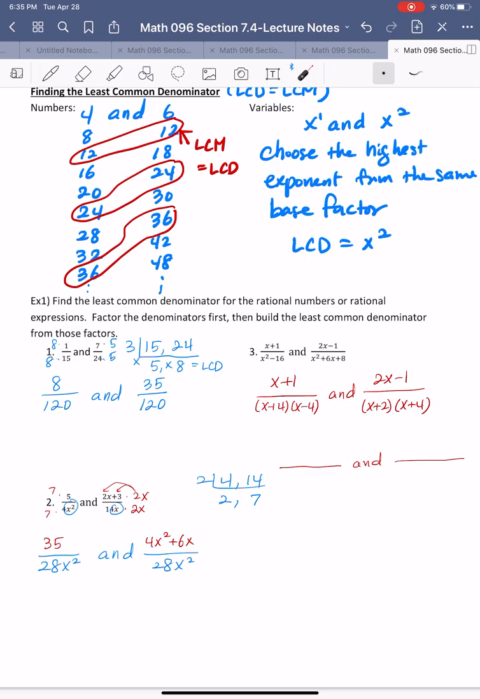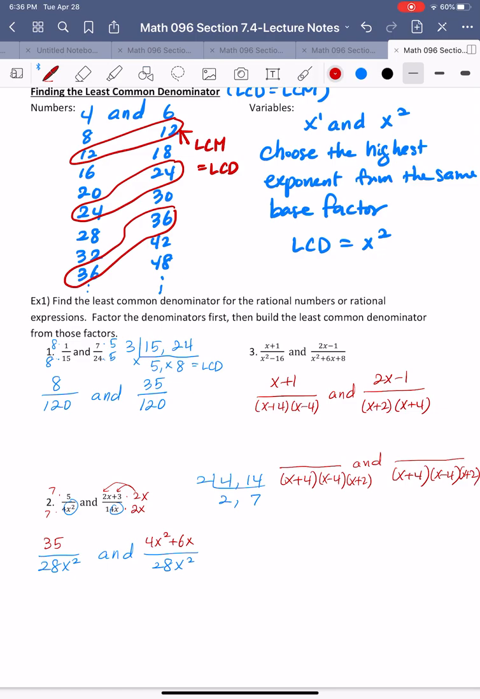That means x plus 4, which is a degree of 1, so you need to take x plus 4. Also, x minus 4 is only in one denominator but not the other, but you still need to take it. And you see another factor on the other side, which is x plus 2. So x plus 2 is also part of the LCD.